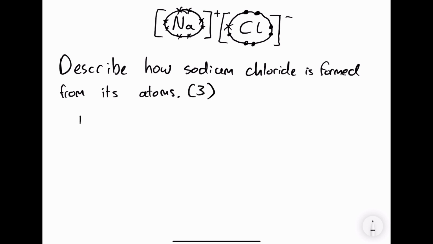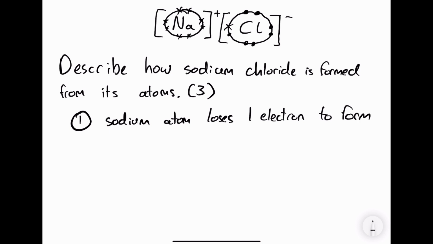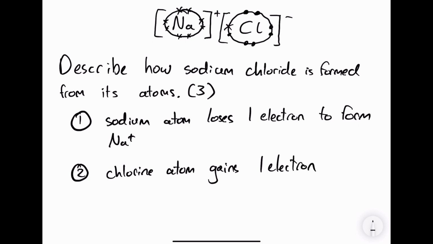The first mark could be for saying that the sodium atom loses 1 electron to form Na+, which is the sodium ion. The second mark could be for saying that the chlorine atom gains 1 electron to form a chloride ion.